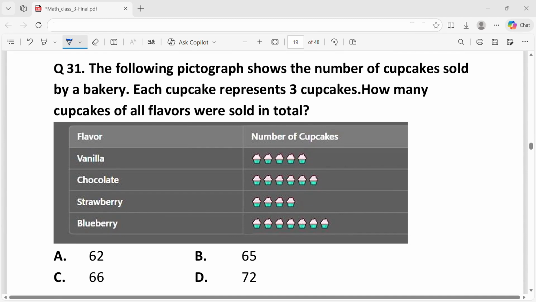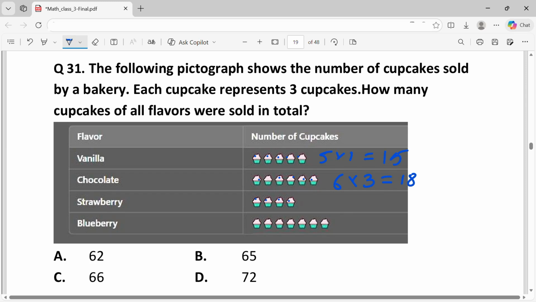Question 31. The following pictograph shows the number of cupcakes sold by a bakery. Each cupcake symbol represents 3 cupcakes. How many cupcakes of all flavors were sold in total? The total number of vanilla cupcakes will be 1, 2, 3, 4, 5. 5 times 3, which is equal to 15. Chocolate, 1, 2, 3, 4, 5, 6. 6 times 3, that is equal to 18.